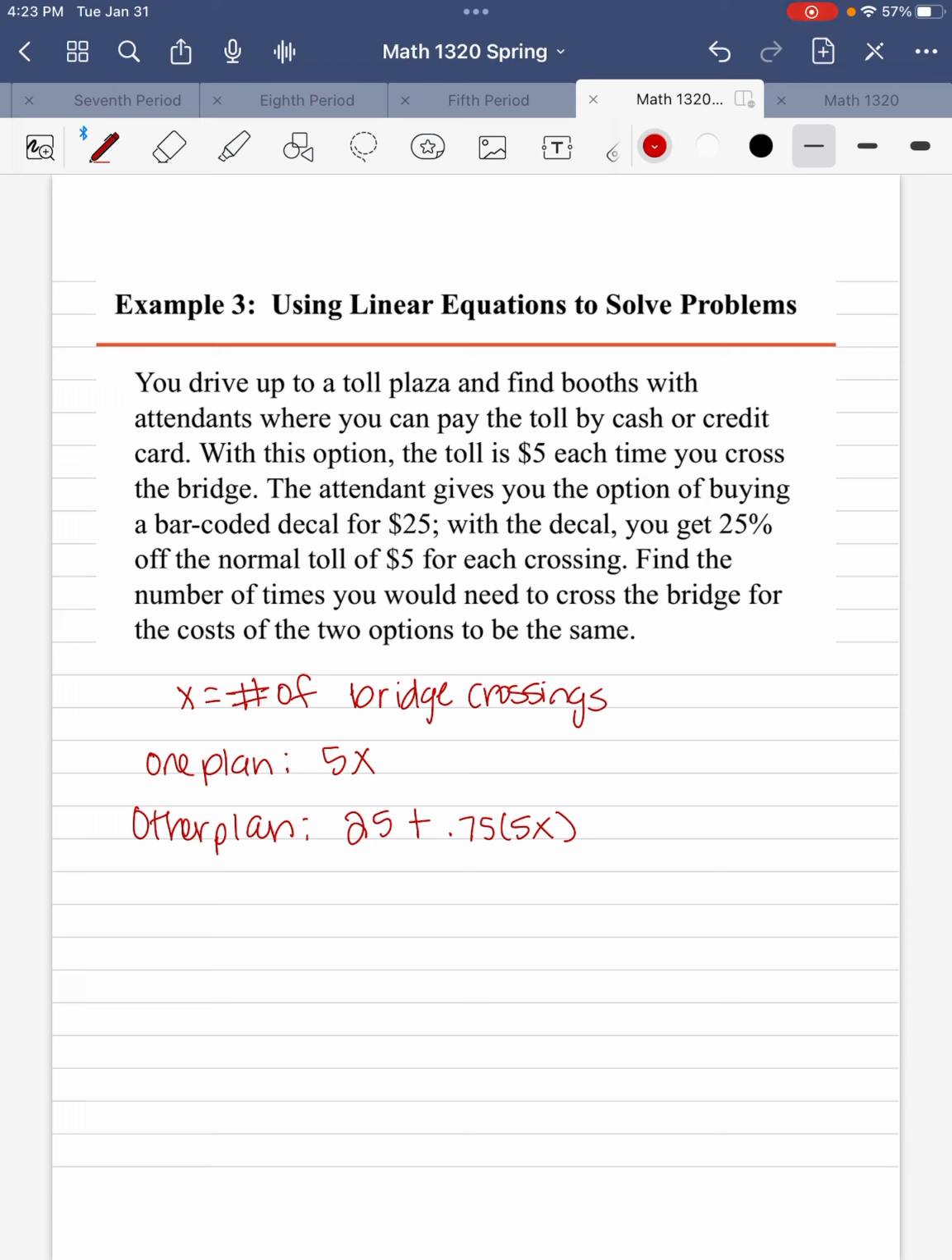Now we want to know, when are we going to match up? I guess I'm not wording it right. What does it say? Find the number of times you need to cross the bridge for the two options to be the same. If we want the two options to be the same, we're going to set them equal to each other.